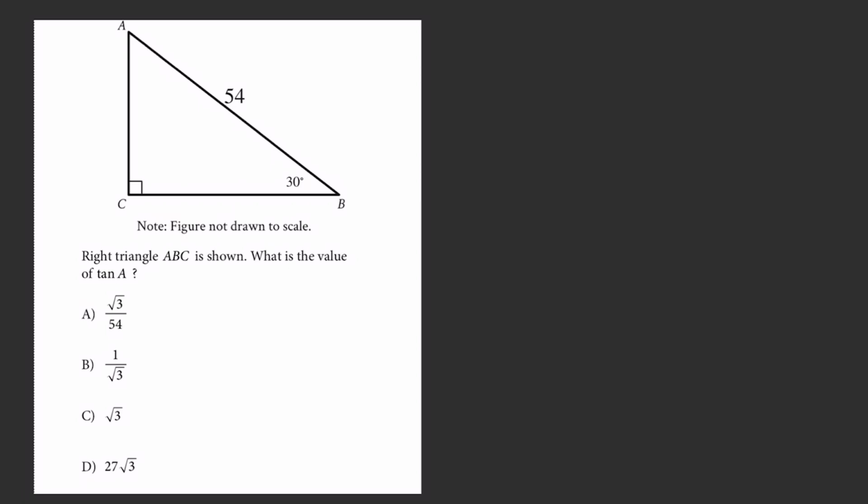Here we are told that right triangle ABC has a hypotenuse of 54 and angle B is 30 degrees, and they want to know the value of tangent A. So this is a 30-60-90 triangle problem. Again, this is something they give you at the beginning of the section. You've got the triangle here and you've got the 30. And here's your hypotenuse. We're going to call this 2x, and the side opposite 30 is x. And then the side opposite 60 is x root 3.